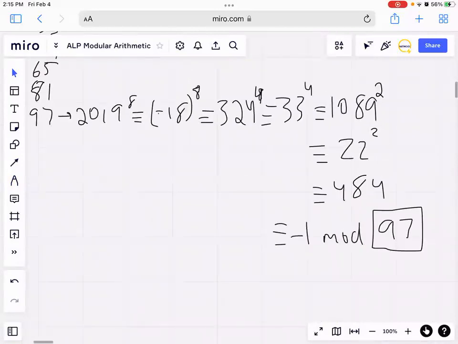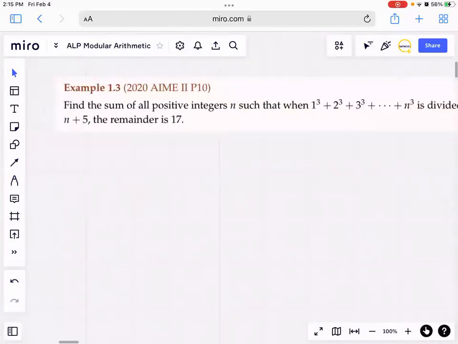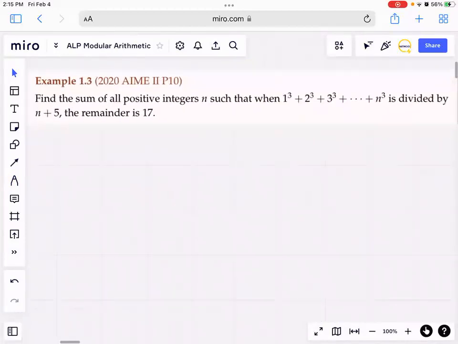All right. We have 2 more problems to work on. Our next problem is from 2020 AIME 2, problem 10. Here we need to find the sum of all positive integers n such that when 1 cubed plus 2 cubed plus 3 cubed plus ... plus n cubed is divided by n plus 5, the remainder is 17.